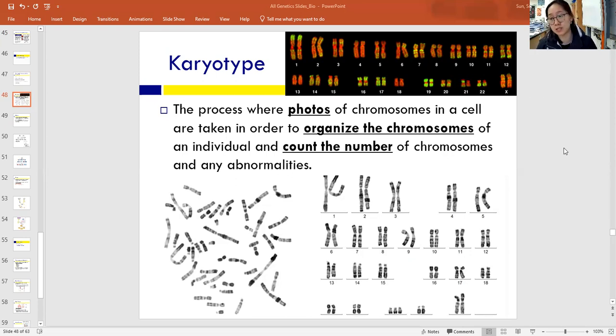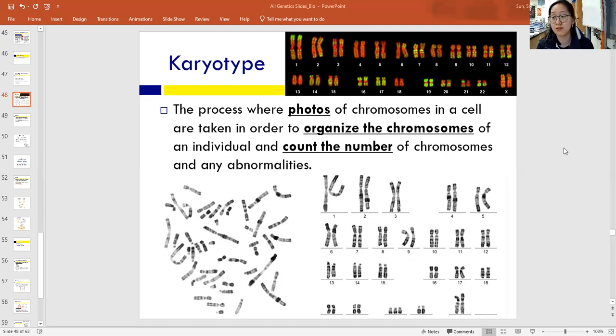One has a dominant, maybe one has a recessive, or maybe they both have dominant, or maybe they both have recessives. And each of them encodes many, many genes because they're all coils of DNA. It's not like one chromosome contains one gene. One chromosome can contain upwards of thousands and millions of genes. So the karyotype is actually the process where photos of chromosomes in a cell are taken.